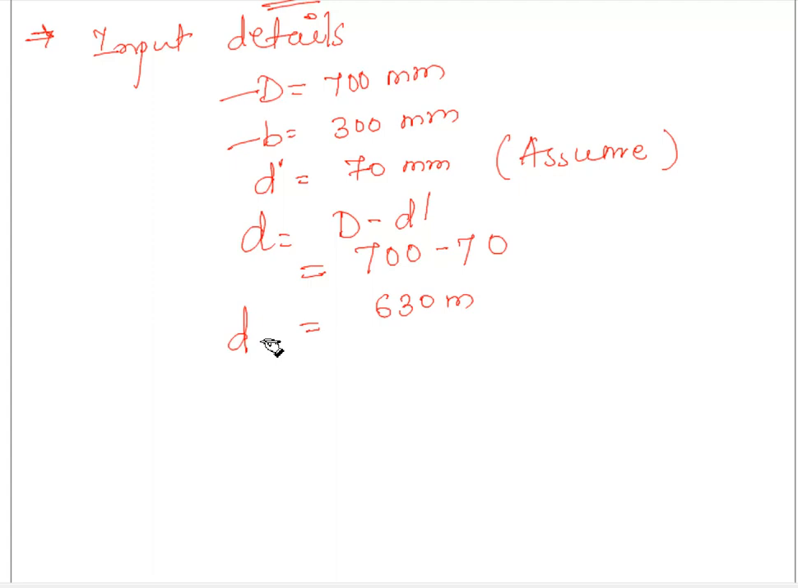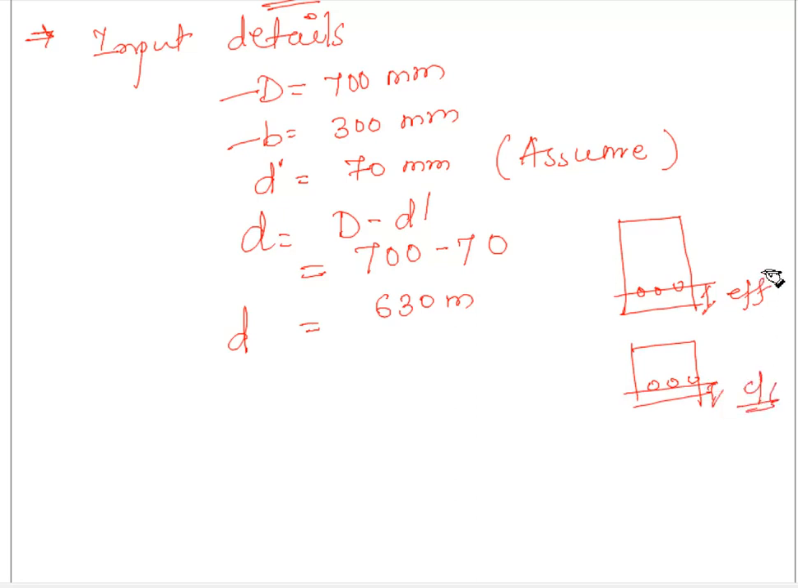Please don't get confused between effective depth and clear depth, effective cover and clear cover. In the previous lecture I said that the effective cover is from the center of the reinforcement to the edge, and the clear cover is from the edge of the reinforcement. So there is a difference between effective cover and clear cover. Hope it is clear now. So we have the effective depth.